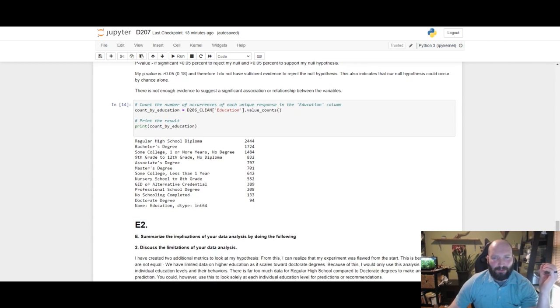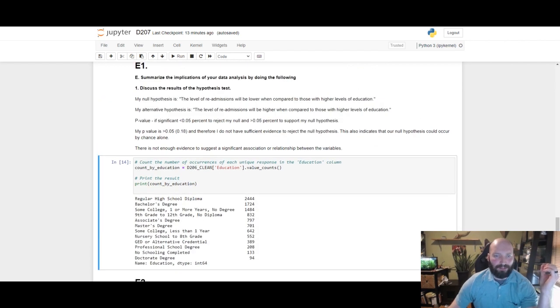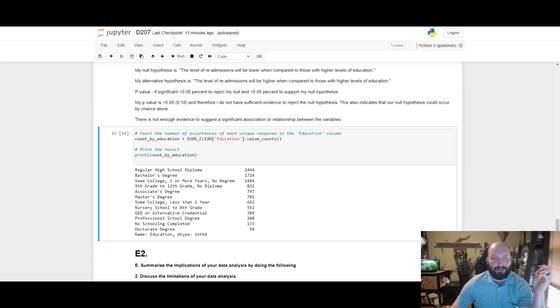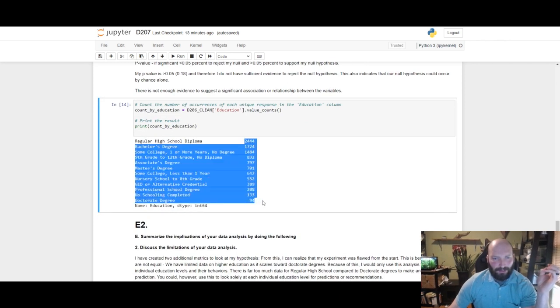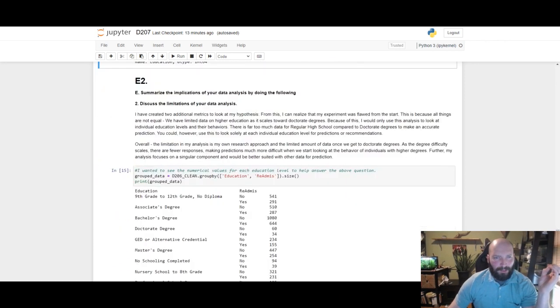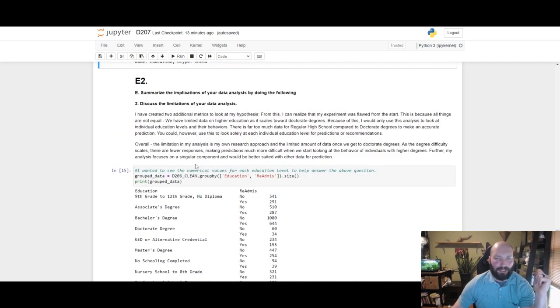And then I was just looking at numerically what these look like after I put this down. So just counting the number of occurrences of each unique response in the education column, so I could just look at it and summarize the implications and discuss the limitations of your data analysis. So I did create two additional metrics to look at to help answer this question.